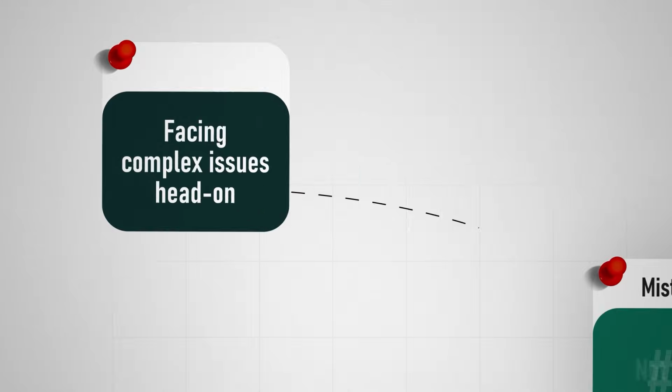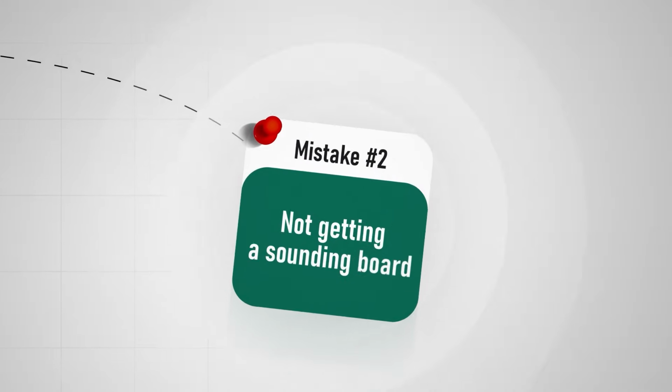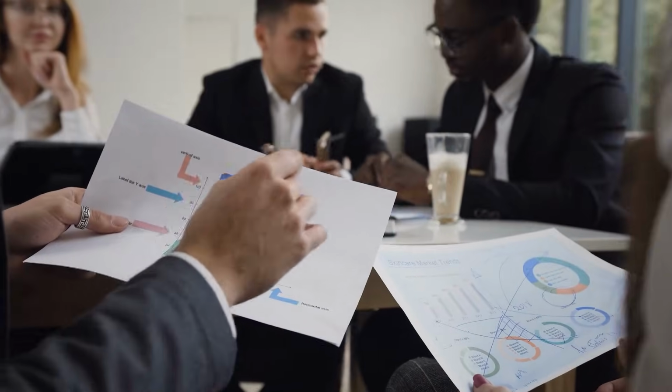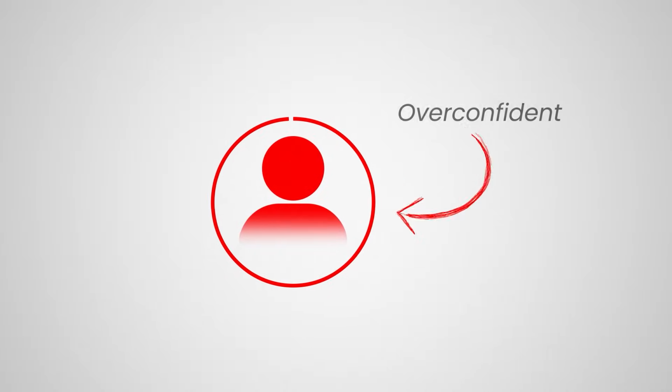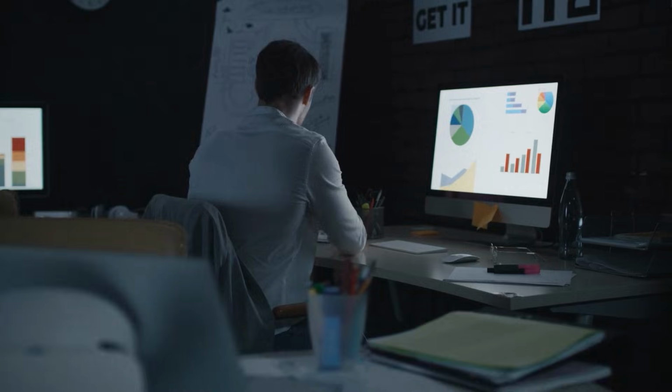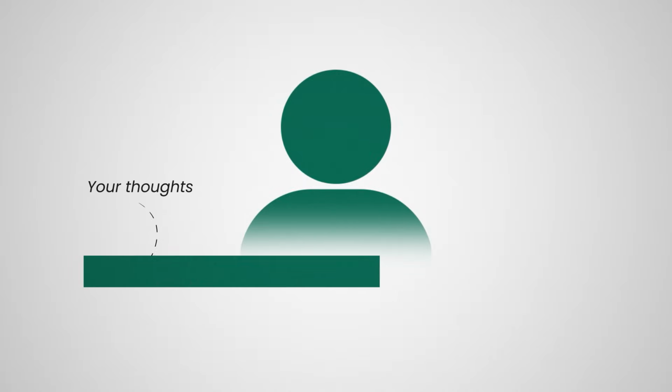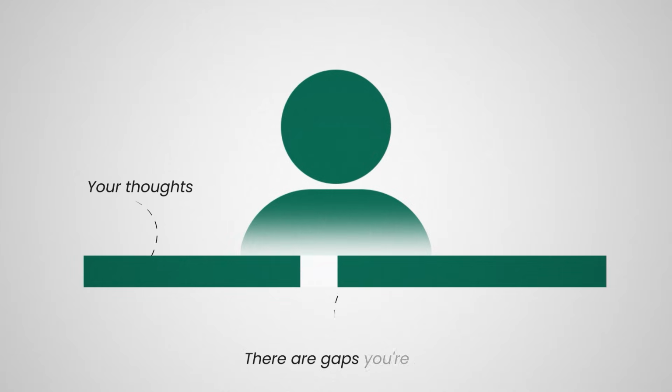Now let's go to the second mistake, which is not getting a sounding board. Okay, so let's say you followed step 1, you've done your homework, you understand the situation, and you have what you think is a solid plan. Here's the thing though, even the best of us can be overconfident at times. Working in isolation is dangerous because you can't see your own blind spots. You might think you thought everything through, but I promise you, there are gaps you're not aware of.